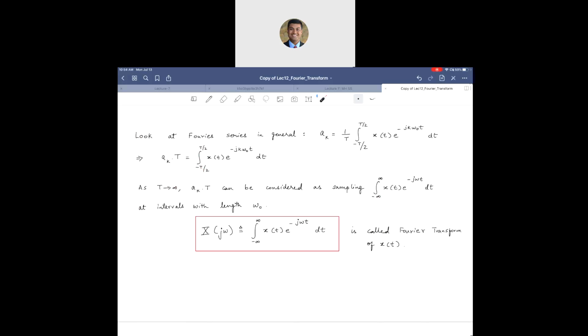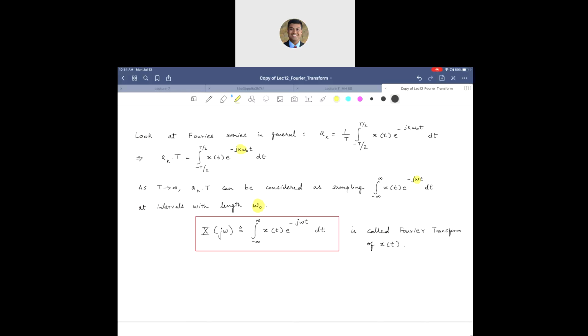from negative infinity to infinity. T is tending to infinity. So negative infinity to infinity, x of t, notice the change, k omega naught becoming omega naught, just omega. So k omega naught, earlier it was being sampled, right? 1 omega naught, 2 omega naught, 3 omega naught. Now it has become a continuous variable because of that convergence. And we are sampling a_k at intervals of length omega naught.